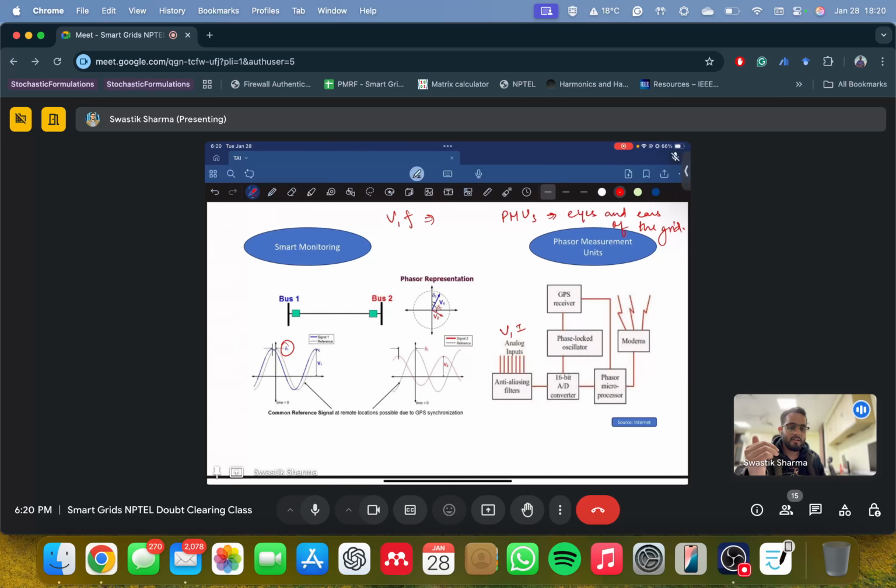What is analog? Can anyone tell me what an analog signal is? Okay. It is a continuous signal. Yes, it is a time continuous signal, right? So this time continuous signal is then sent to anti-aliasing filters. What they do is they remove high frequency distortions. Your signal will have distortions, disturbances, and noise, and they reduce high frequency noise, right?